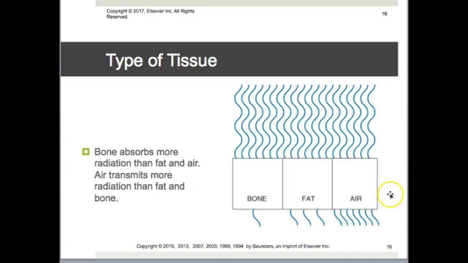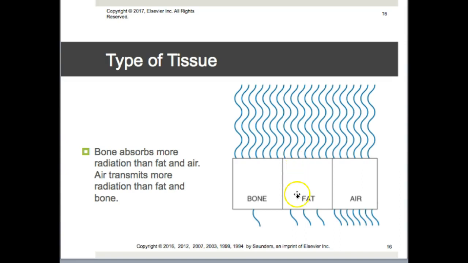Also, the type of tissue. You can see here, it's all the same energy. The wavelength, the swirly line, that is your wavelength. And this is telling me that they're all about a moderate. You can see the air has a lot of photons passing through, whereas fat is absorbing some and bone is absorbing most. Okay, so that gives you an idea.